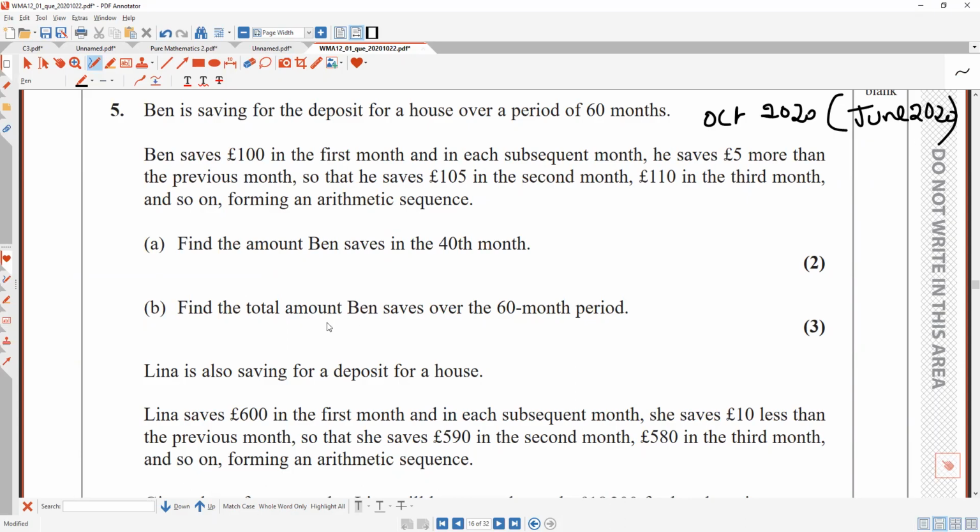Okay. So question number 5. Try to do A and B on your own. I'm not even doing it for you right now. If you cannot do it, then I'll start the recording and do it. Okay. Just try.